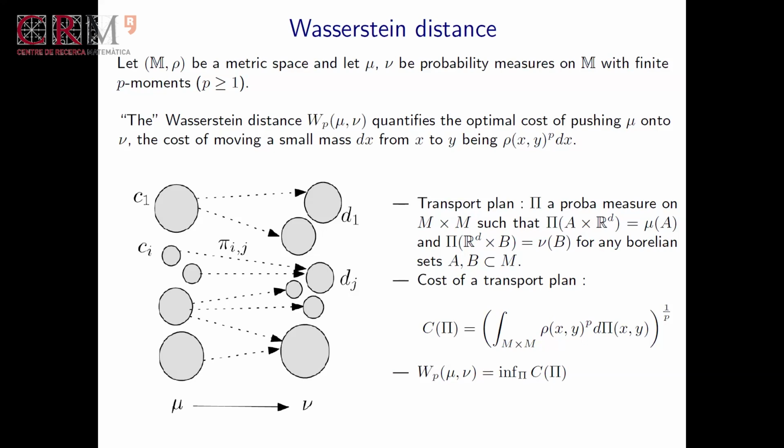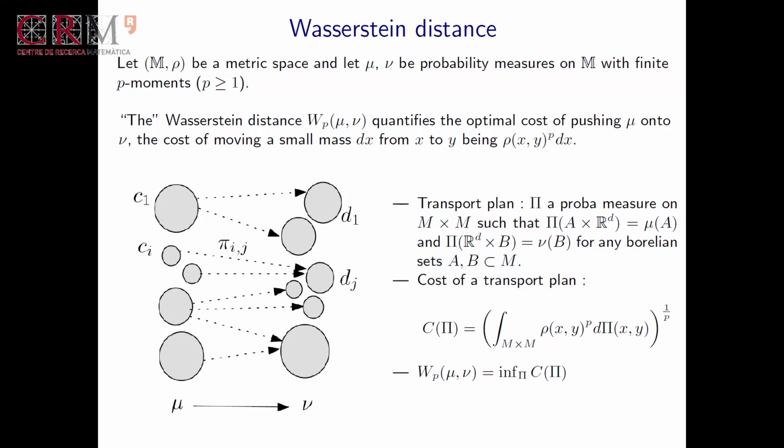In the case of the matrix representation, this is just a sum of the terms of the matrix multiplied by the distances, or the cost. For a continuous transport plan, this is what you are doing. You are just integrating. So here I'm taking as a cost the distance to the p, and the cost is just the distance to the p between x and y times the amount of mass, infinitesimal mass, I move from x to y.